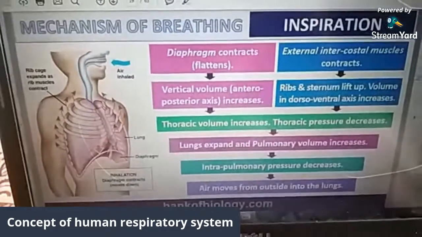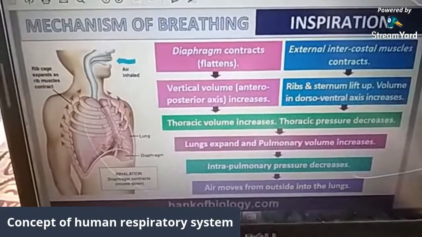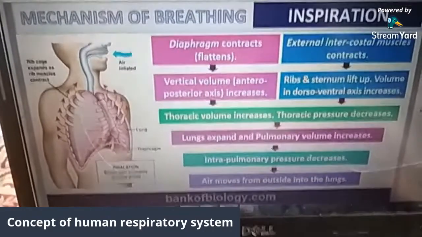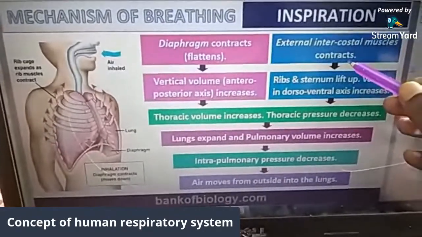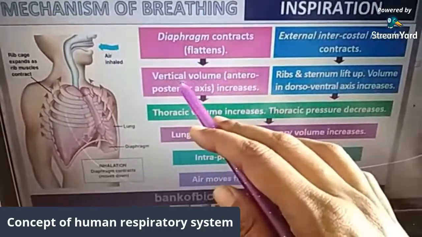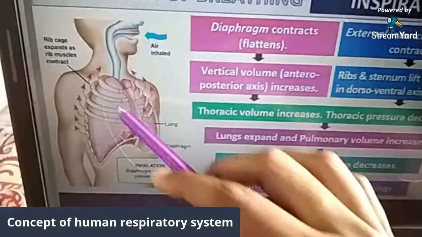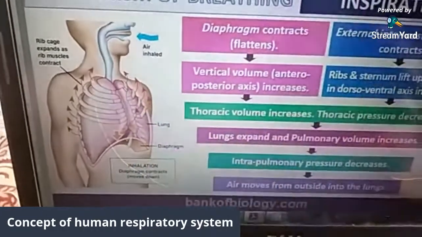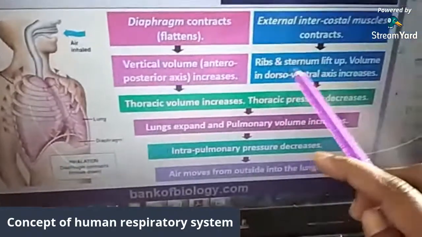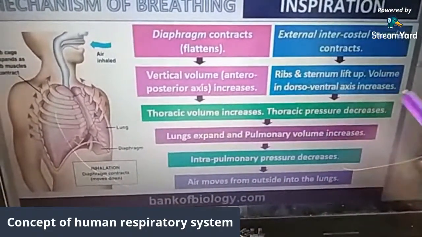Clear? Okay, first the diaphragm contracts. What does it mean? The diaphragm is flattened, and the external intercostal muscles also contract. Next, vertical volume increases. What does it mean, the vertical volume? Look at the structure, the anterior posterior axis. Next, the ribs and sternum lift up, and volume in the dorsoventral axis also increases.